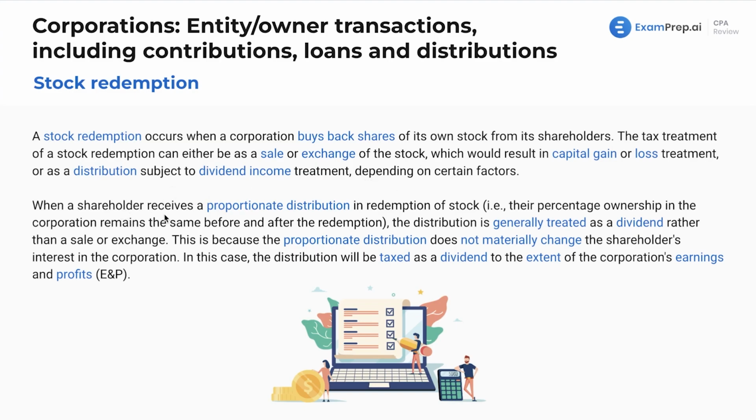Now, when a shareholder receives a proportionate distribution in redemption of stock, such as their percentage ownership in the corporation remains the same before and after the redemption, the distribution is generally treated as a dividend rather than a sale or exchange. Now, this is going to be because the proportionate distribution does not materially change the shareholder's interest in the corporation. In this case, the distribution will be taxed as a dividend to the extent of the corporation's E&P. Let's go through, and as in good tradition, we'll see an example.